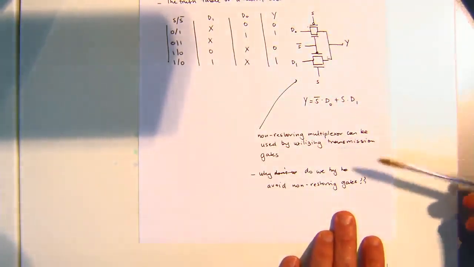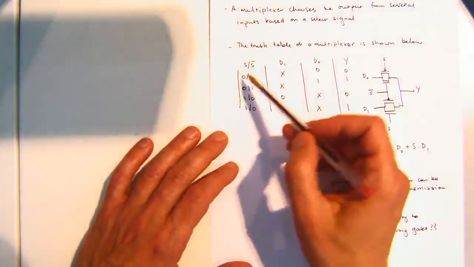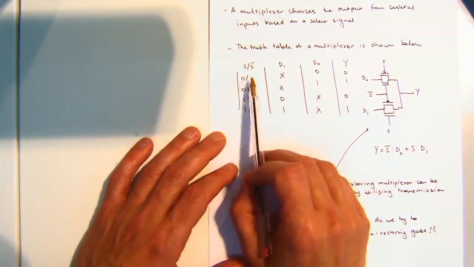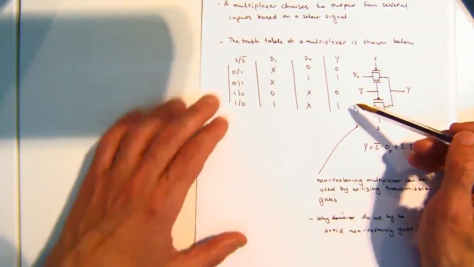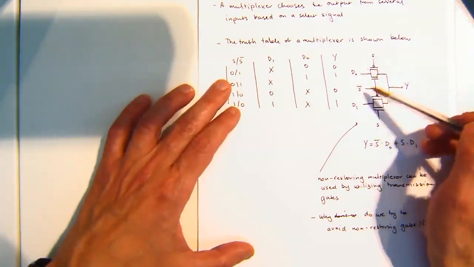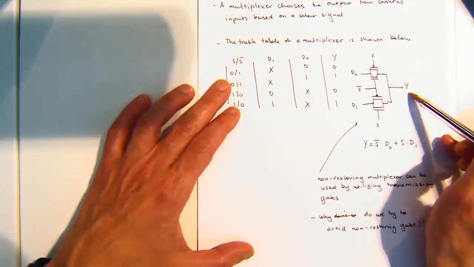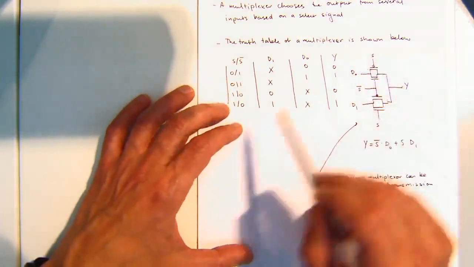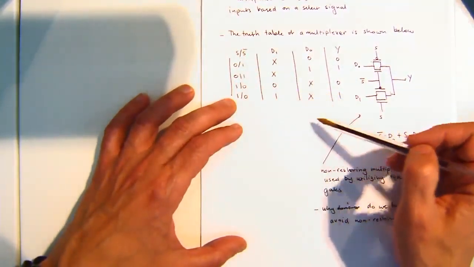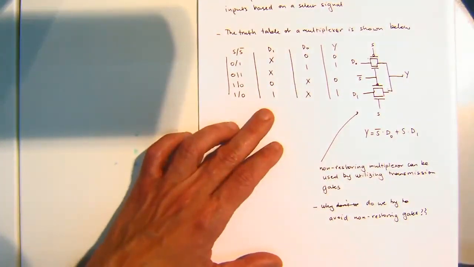You would actually use non-restoring gates to implement it. Essentially all I'm showing here is, depending on which switch is selected, depending on S bar: if S is 0, I don't really care what X is, the output Y is equal to D0. Likewise, if S is equal to 1, I don't care what D0 is, the output is equal to D1. Right, that's what I'm showing there.